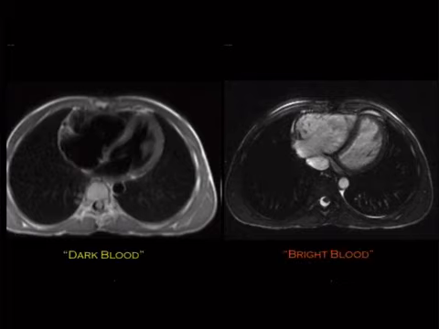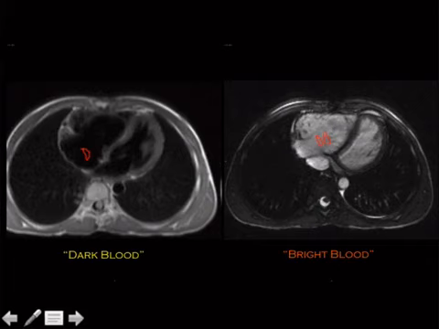So notice that you've got dark blood in the first image, and then the second image you've got bright blood. And this is slang that's used by cardiac imagers. We've got a dark blood sequence and a bright blood sequence.